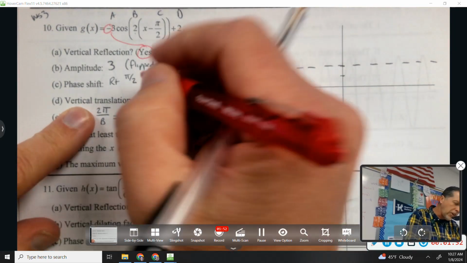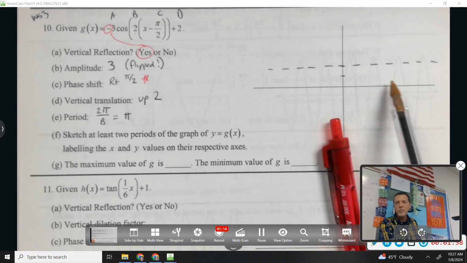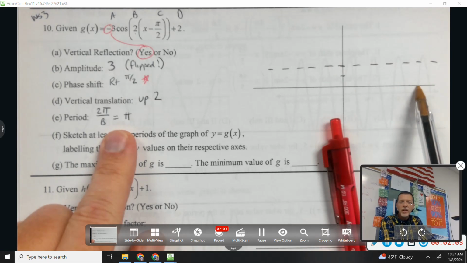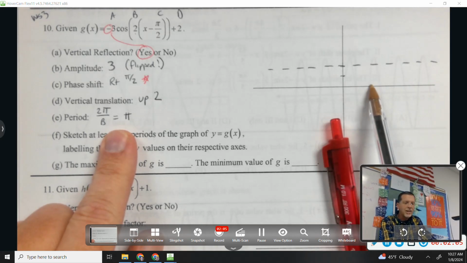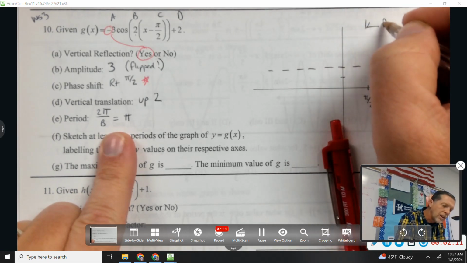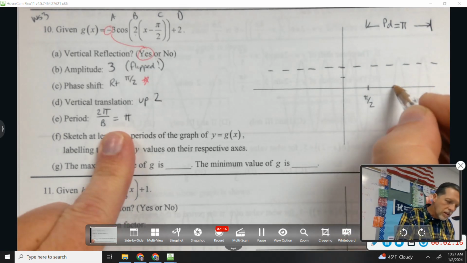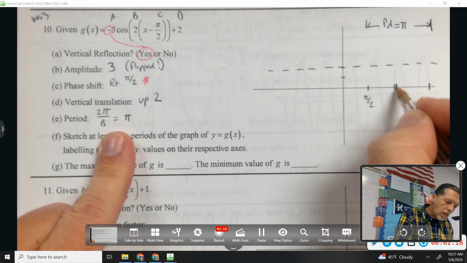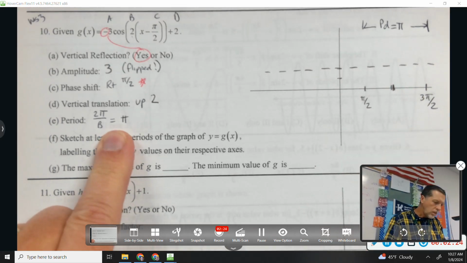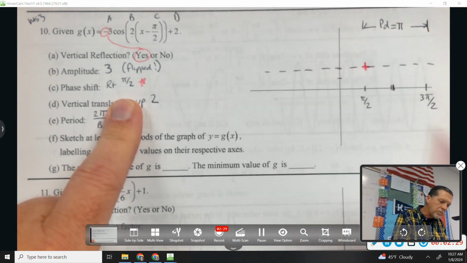Oh, I need to be careful here, because I need to figure out how far right I want to go to put pi over 2. My period is pi, so I don't want to come way over here. I want to keep it kind of close, because I want to be able to get one period in there and fit it on the graph. So there's 3 pi over 2. Okay, so there's my new origin, up to right pi over 2.